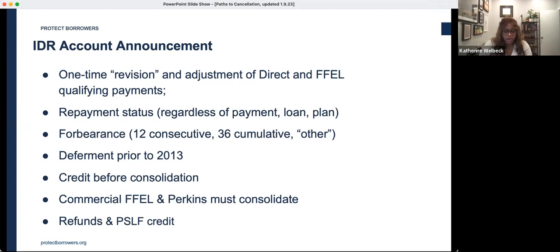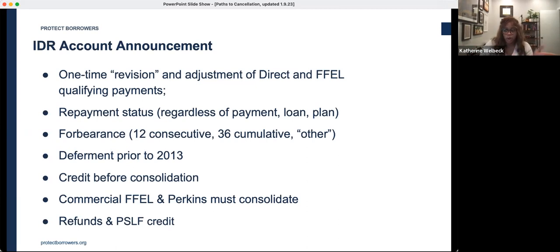This also provides credit towards debt cancellation for any member of the military for any period of active duty military service, including during periods of forbearance or deferment. In addition to providing borrowers working in public service with the same opportunity to gain credit towards PSLF, the IDR account adjustment also offers all borrowers, including public service workers, an additional set of protections. And those include credit towards debt cancellation for extended periods of forbearance and certain deferments.